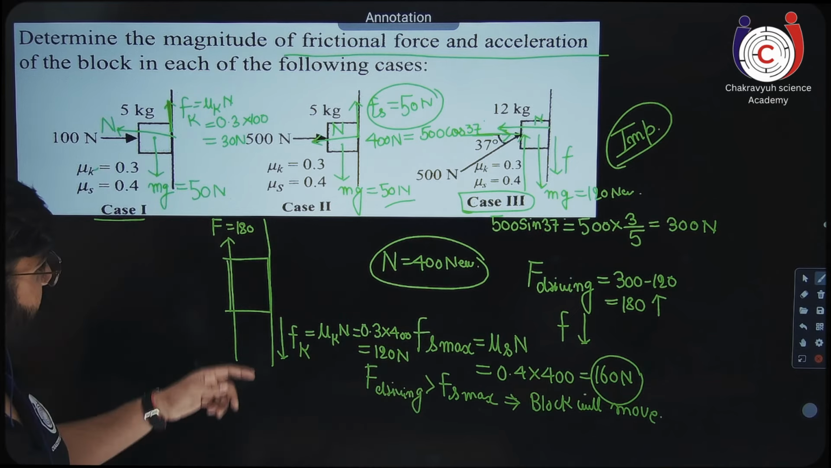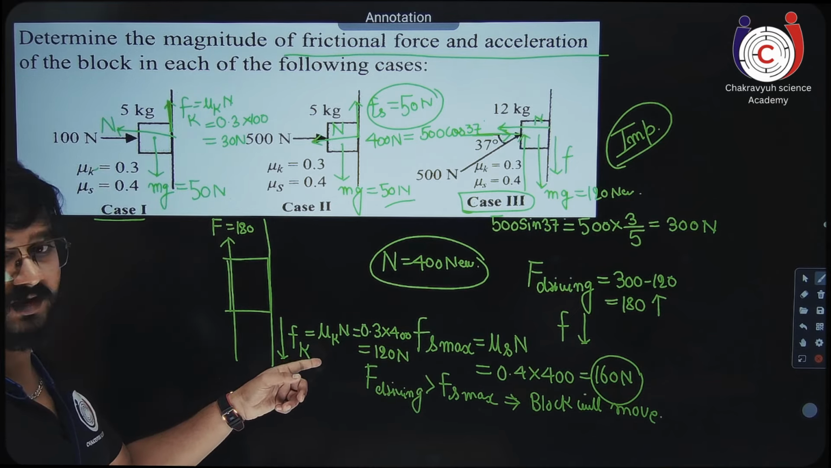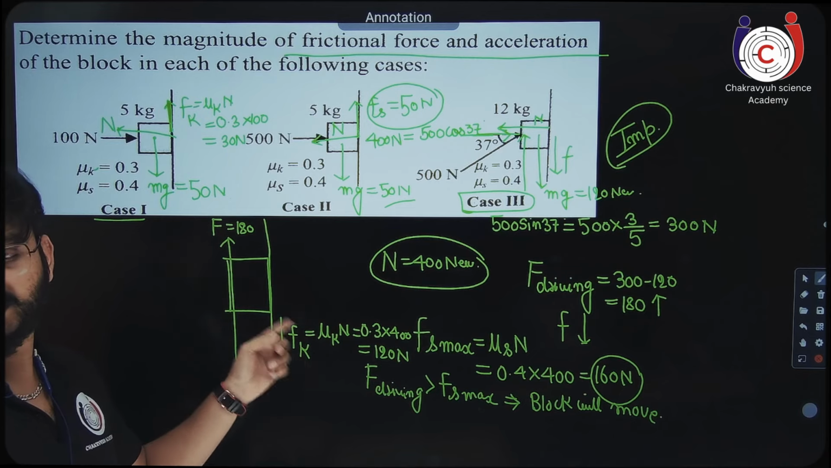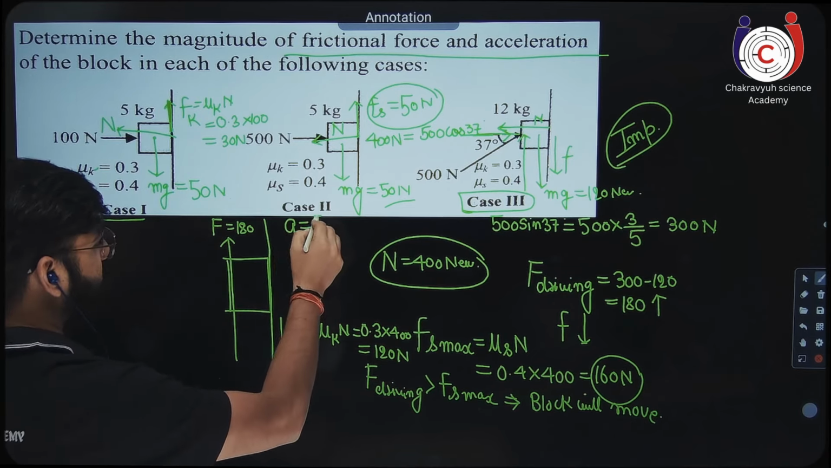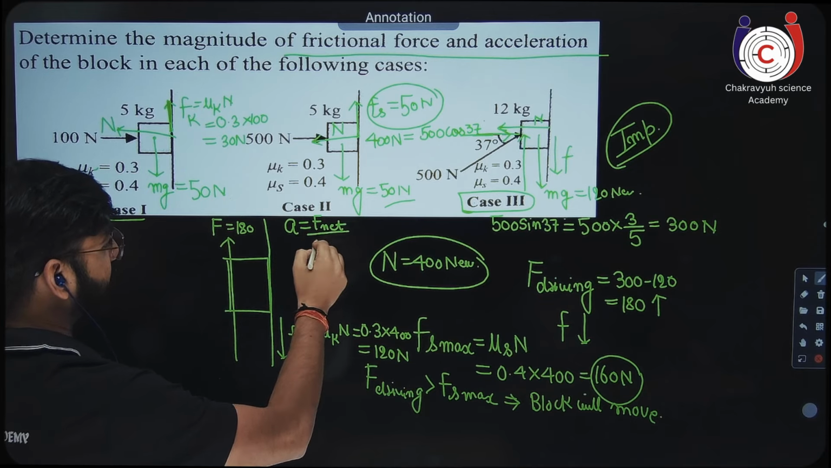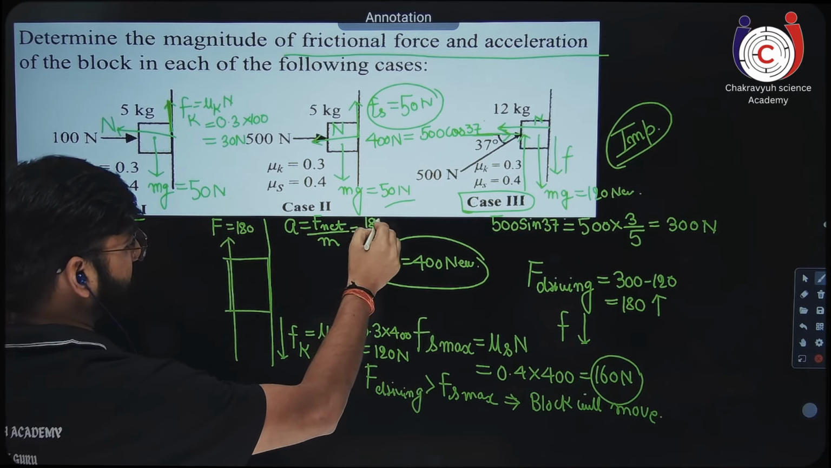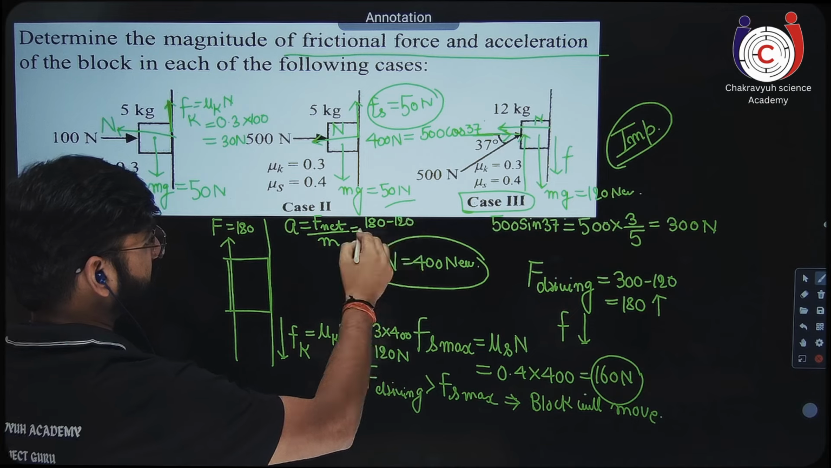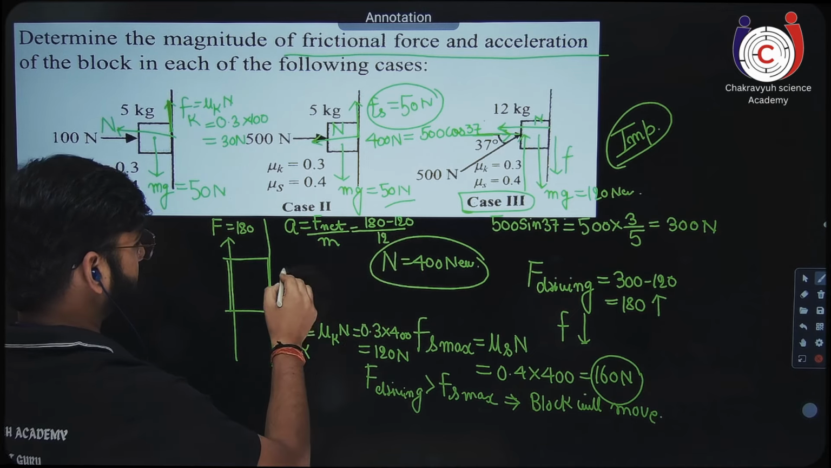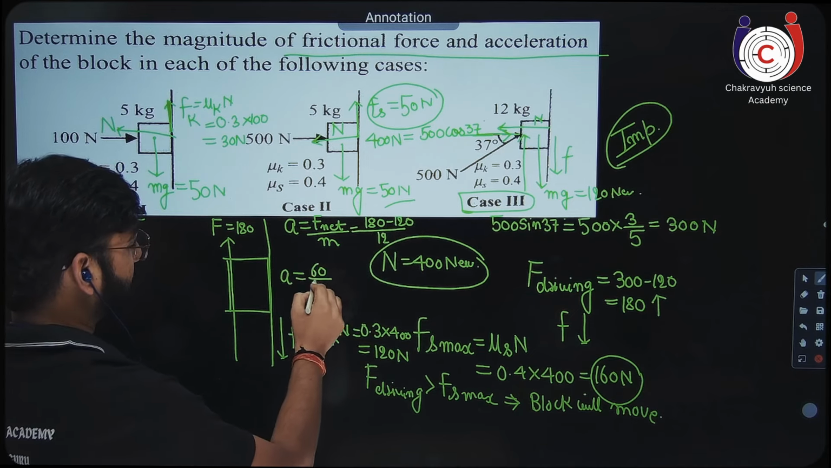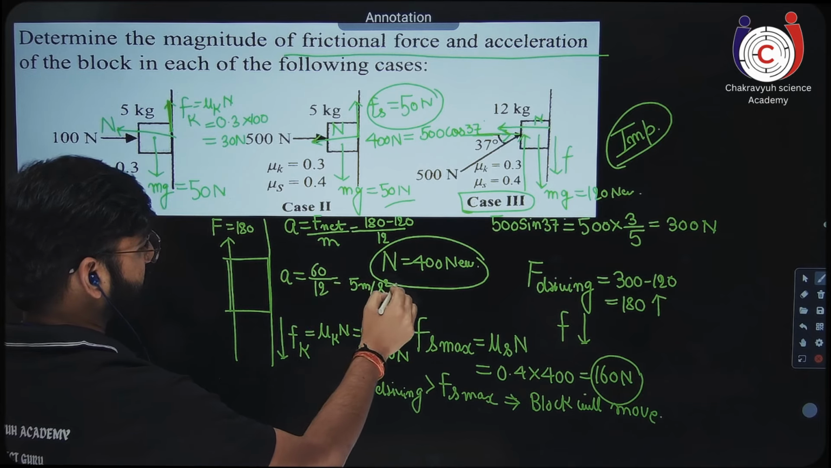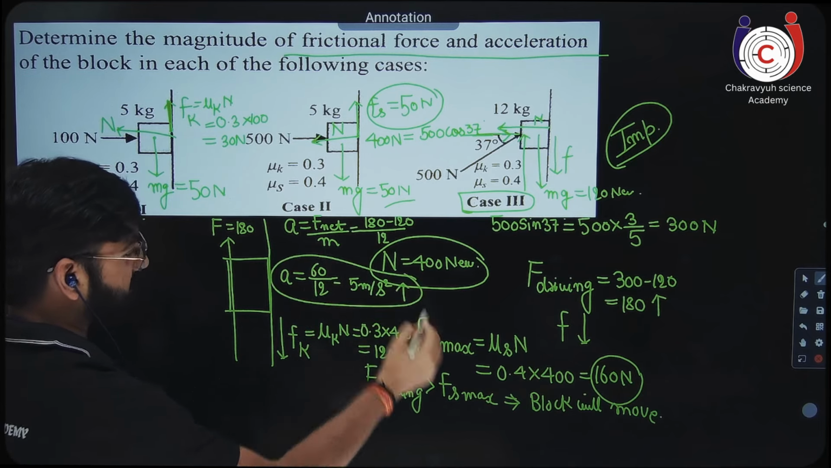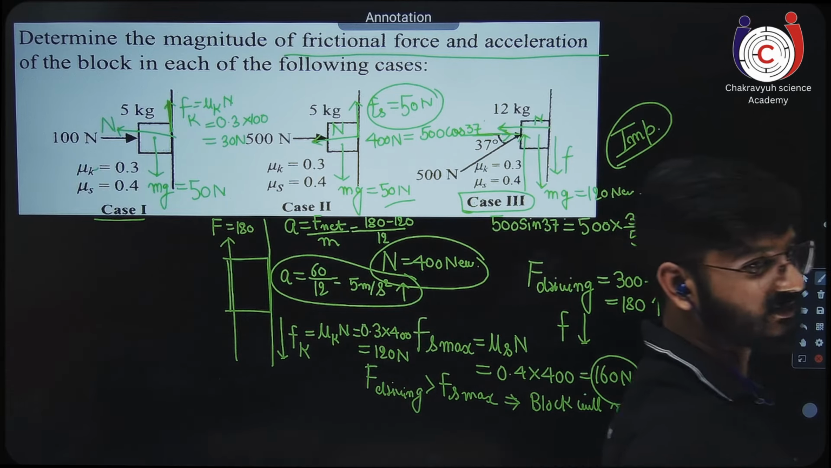Now see the forces, 180 and 120. Where will the object move, up or down? Upward, 180 newton forward. So acceleration will be net force divided by mass. So 180 minus 120 divided by 12. So this is 60 by 12, which is 5 meter per second square in the upward direction. This is one of the best questions of friction.